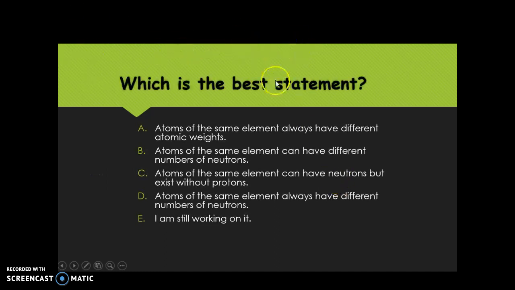A. Atoms of the same element always have different atomic weights. B. Atoms of the same element can have different number of neutrons. C. Atoms of the same element can have neutrons but exist without protons. D. Atoms of the same element always have different numbers of neutrons. And E. I'm still working on it. We know E is not our answer, though.